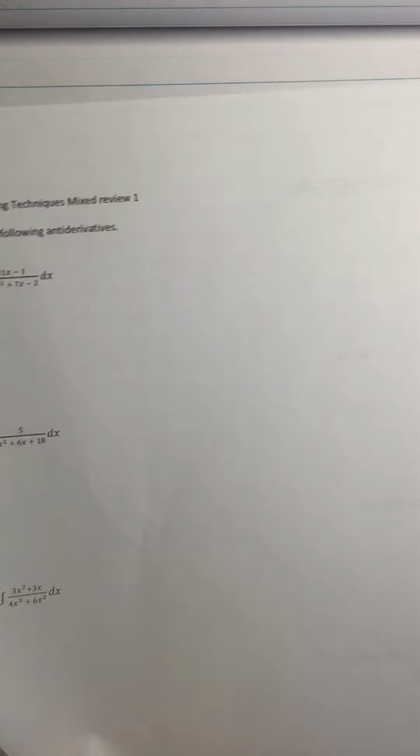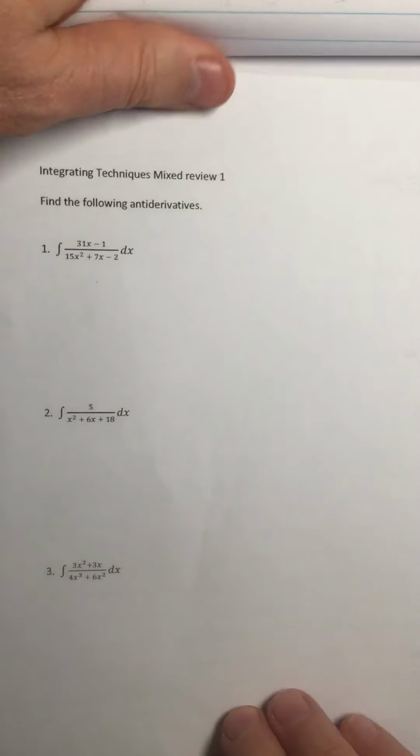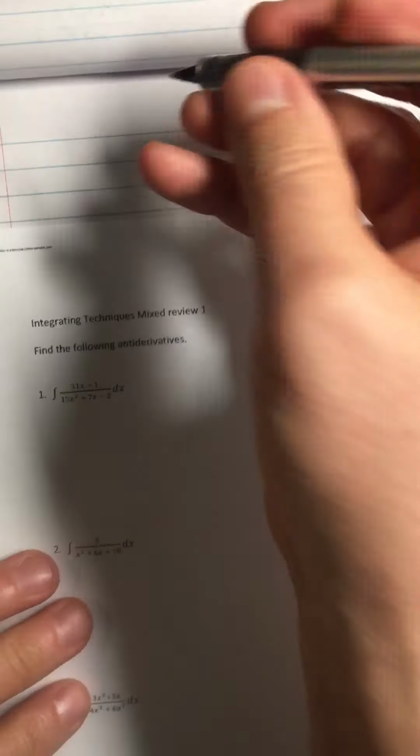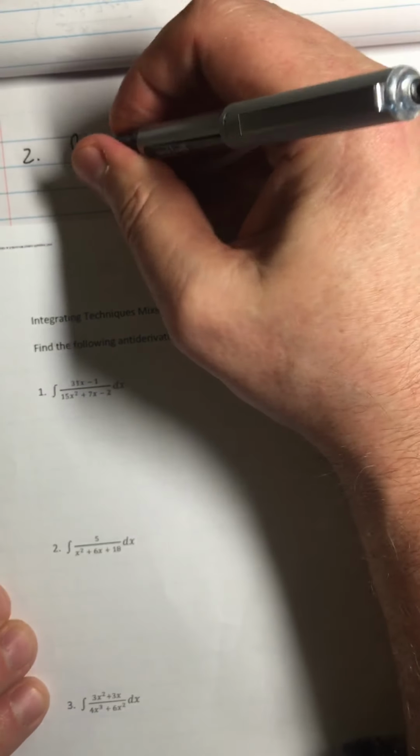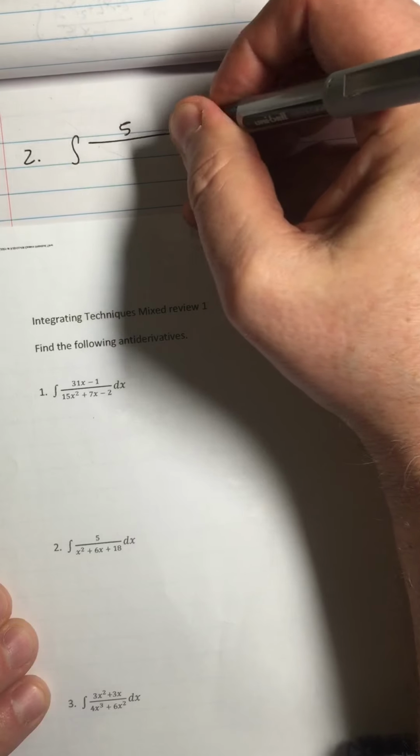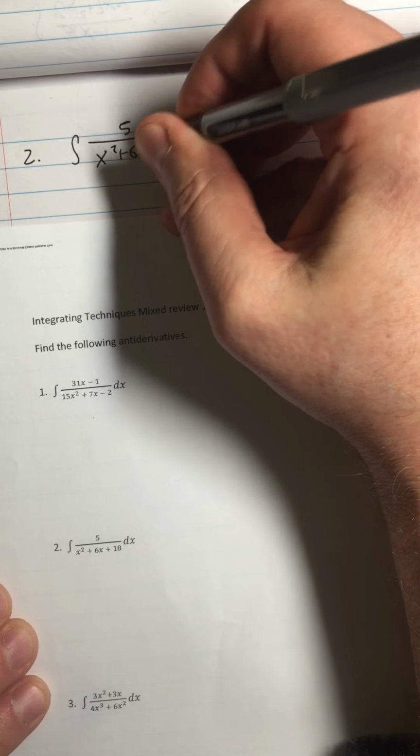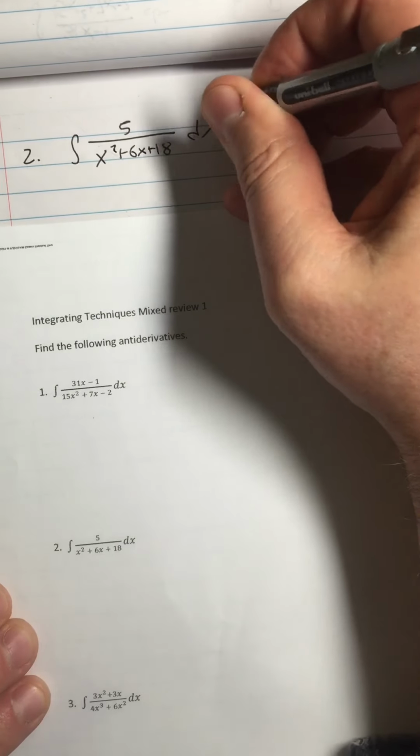You get number 2 for homework. It has 7 problems on it. It was originally written for other purposes, but here we go. Number 2 has the integral of 5 over x squared plus 6x plus 18 dx.